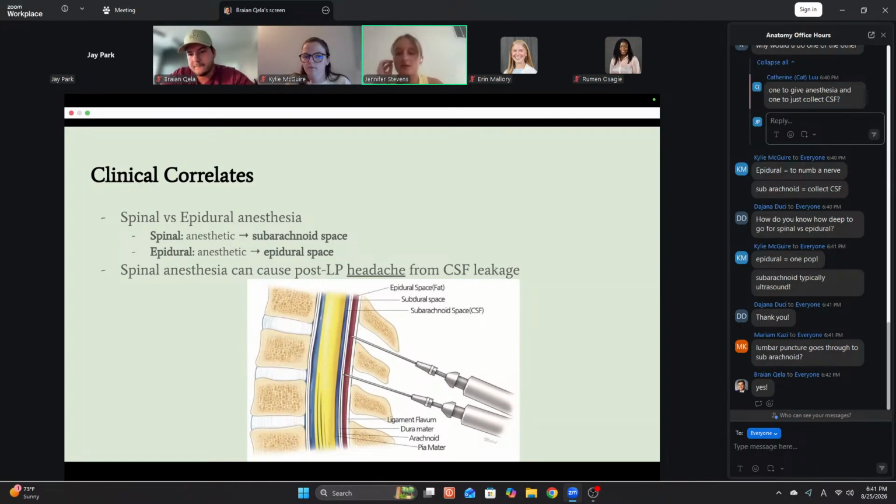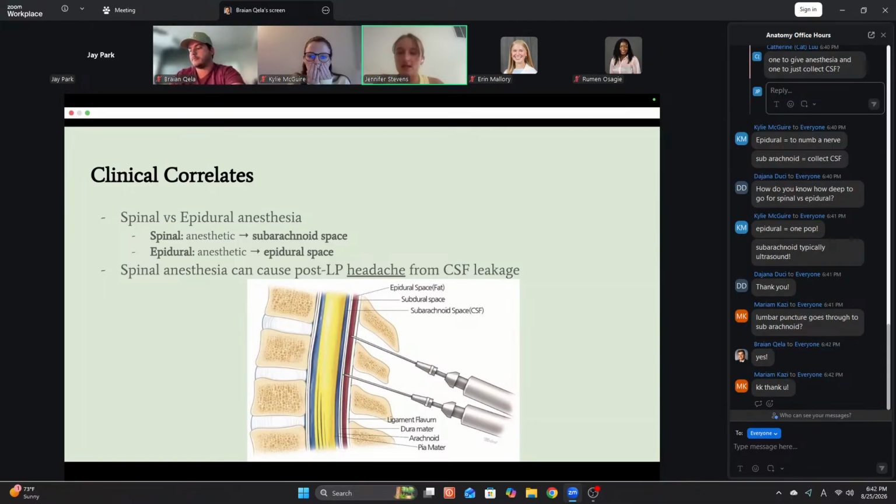Yes, the lumbar puncture does go into the subarachnoid space because you're trying to pull the cerebral spinal fluid. That's why you would do that. You want to get deeper to get the good stuff.